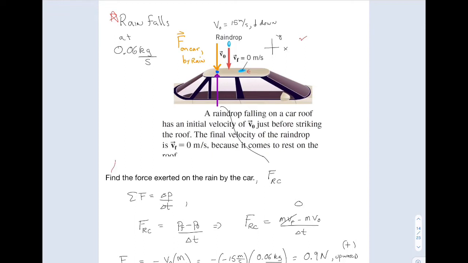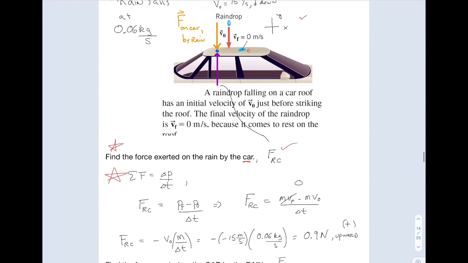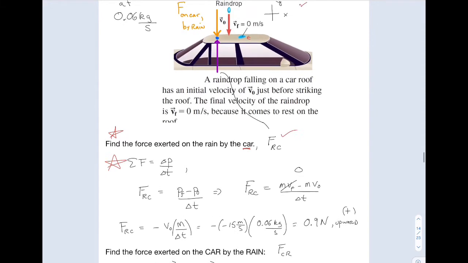I want to find the force exerted on the rain by the car. I didn't want to use R for rain and R for roof, so I'm using car. So this is the force exerted on the rain by the car. So Newton's second law, trying to find the force. Force is change in momentum with respect to time. So it's the change in momentum of the rain because the roof exerts a force, an impulse. It exerts a force to change the momentum of the rain, to stop it.